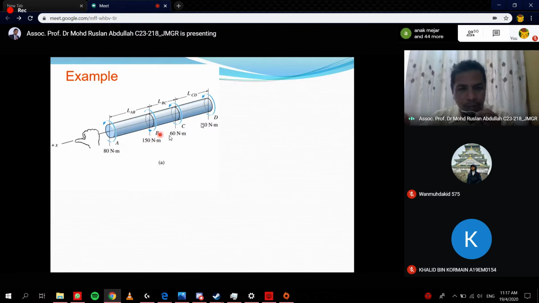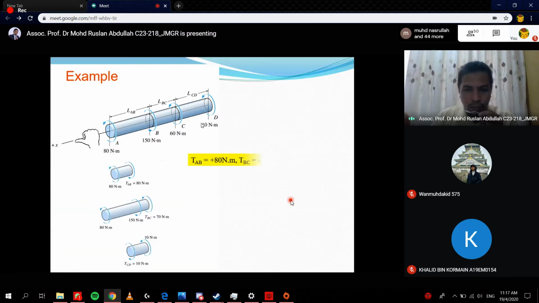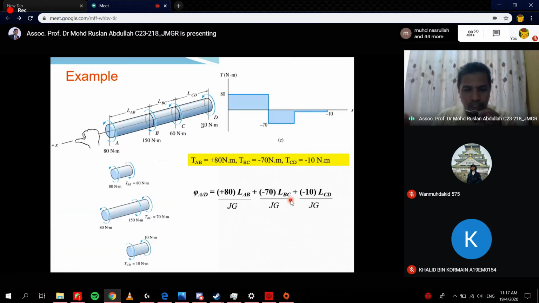For BC is between B and C, and for CD is between C and D. Okay, so that we have already discussed last week. So this is the positive and negative torque. I hope you understand this one.